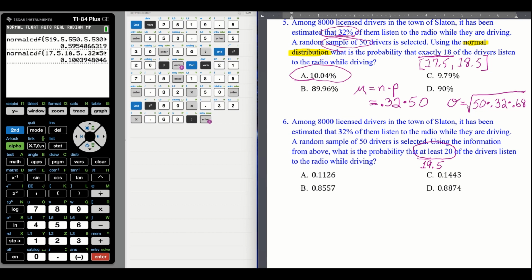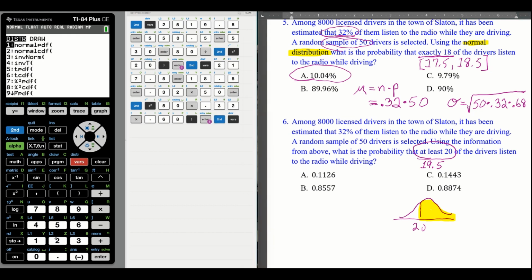Now, why? Well, let's think about this. We have our curve, and it's going to go over here, and we have 20. They're saying at least. So what they mean is that, yeah, we need this whole area, including the 20. It's not saying greater than or above. Those words mean include the 20. Okay, let's put this in our calculator.